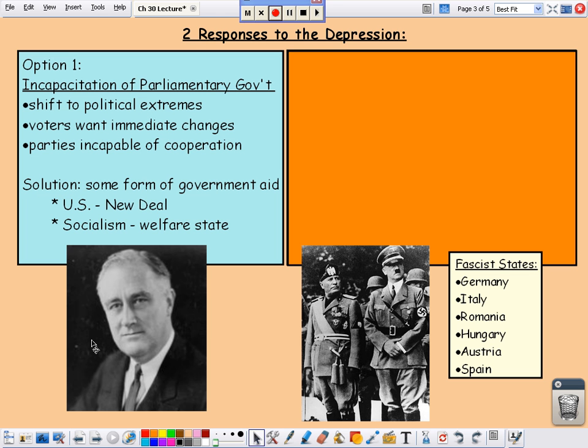Now, sometimes government funds are sent to corporations, or they're done as tax deductions. But what FDR's New Deal does is it puts money in the hands of people and says, here, go spend it. And they do. And that begins to reverse some of these problems.